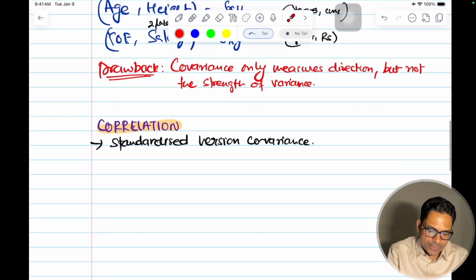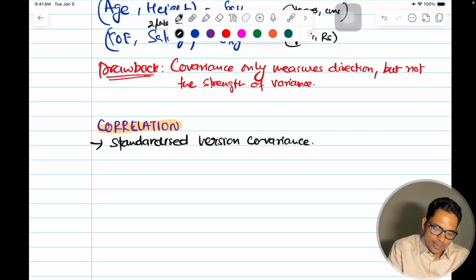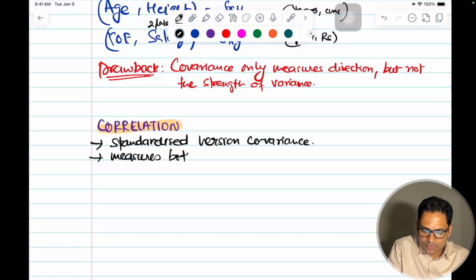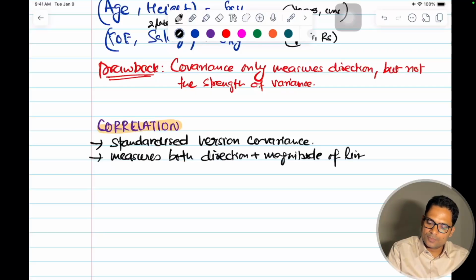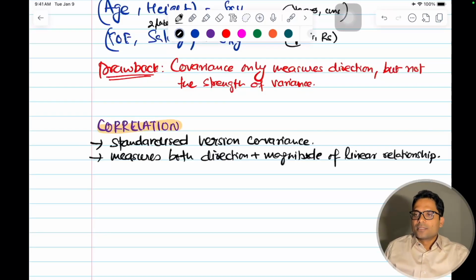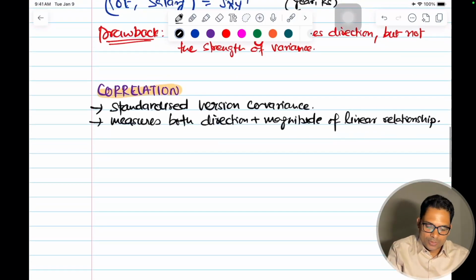This is a standardized version. How it is standardized, let me tell you. As I mentioned, it measures both direction plus magnitude of linear relationship. Linear always means straight line. Linear relationship, degree 1. This standardization makes it dimensionless. How does it do it? Let's see.